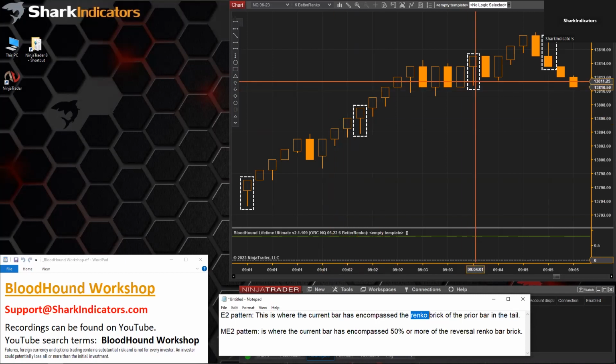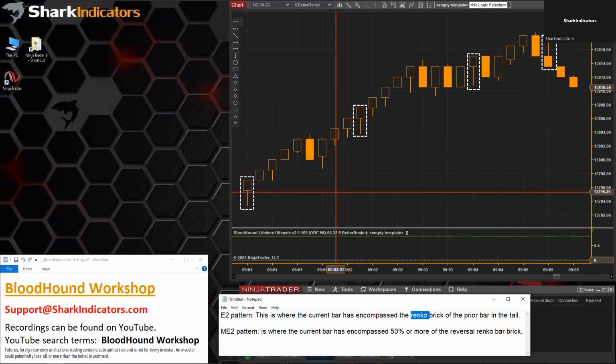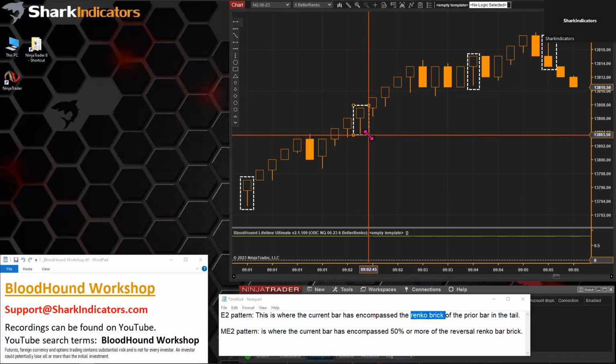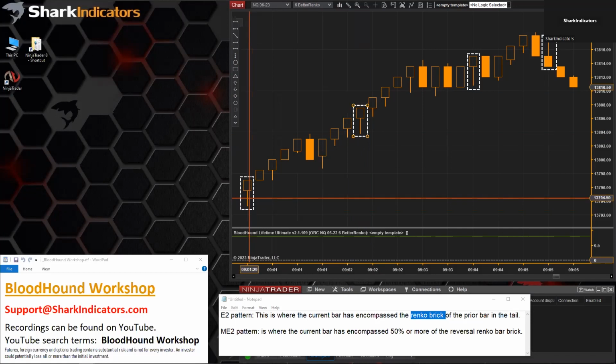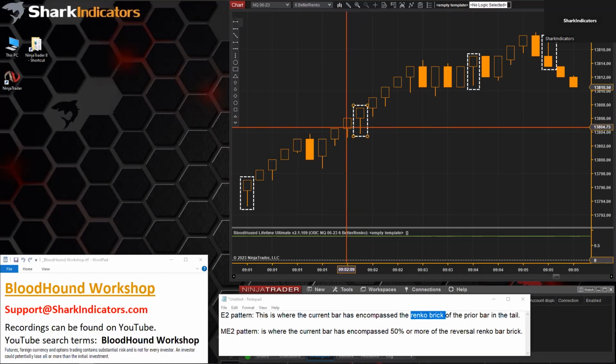So I do have a couple of these patterns identified here just to get us started. The first one is where the current bar, and since these are Renko bars, this would also have to be the wick here, where the bar and mainly the wick encompasses the Renko brick. And so that would be this guy right here, these two on the left, right? We can see that the wick encompasses the prior bar's bricks, body size or brick size, right?